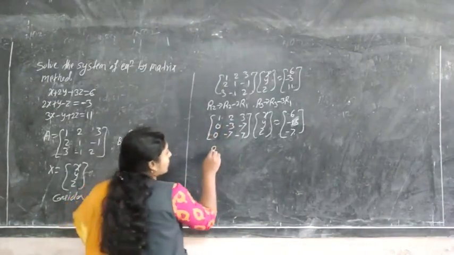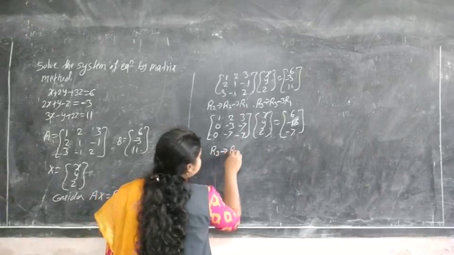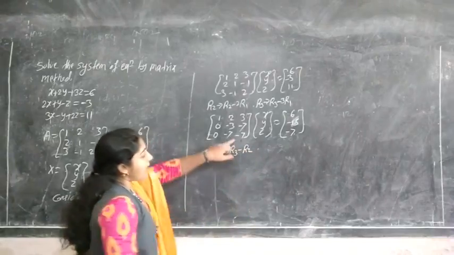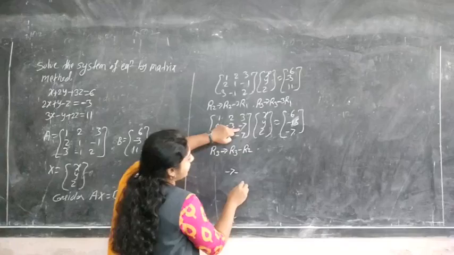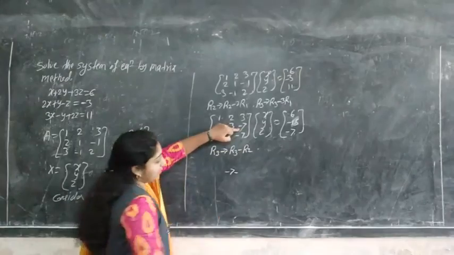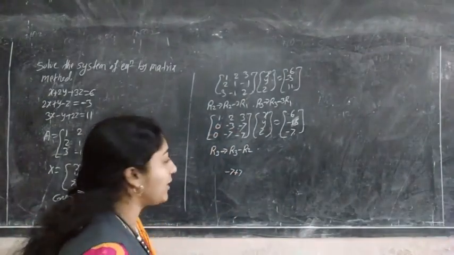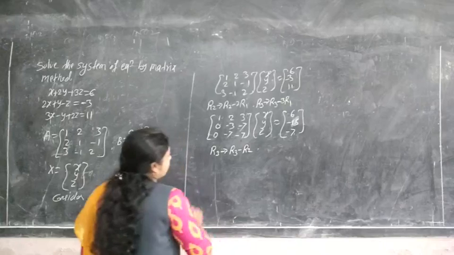So what is the transformation? R3 changes to R3 minus R2. Because R3 is minus 7 minus R2. So R2 is minus 7. So minus into minus you will get plus 7. So minus 7 plus 7 you will get 0. Okay. So apply this transformation.